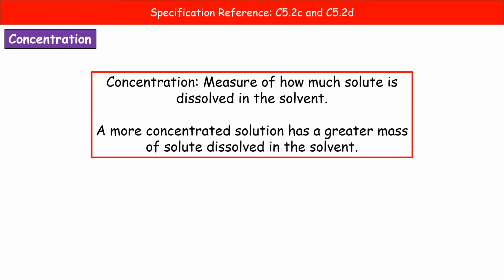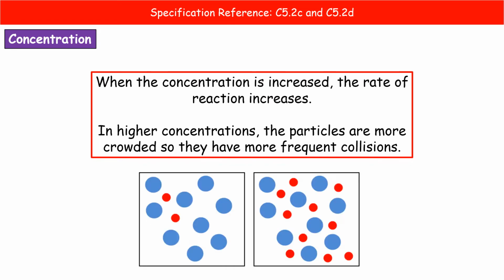First of all, when we talk about concentration, that is just a measure of how much solute is dissolved in the solvent. So a more concentrated solution has a greater mass of solute dissolved in that volume of the solvent. When we consider the pattern that we get with concentration, increasing the concentration increases the rate of reaction. If we're asked to explain why, then we need to talk about particles becoming more crowded. So in a higher concentration, the particles are more crowded and therefore they have more frequent collisions.